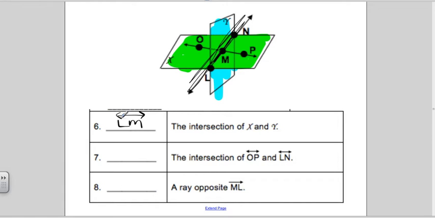Now number 7, we have the intersection of 2 lines. So here, I need to erase a little here.